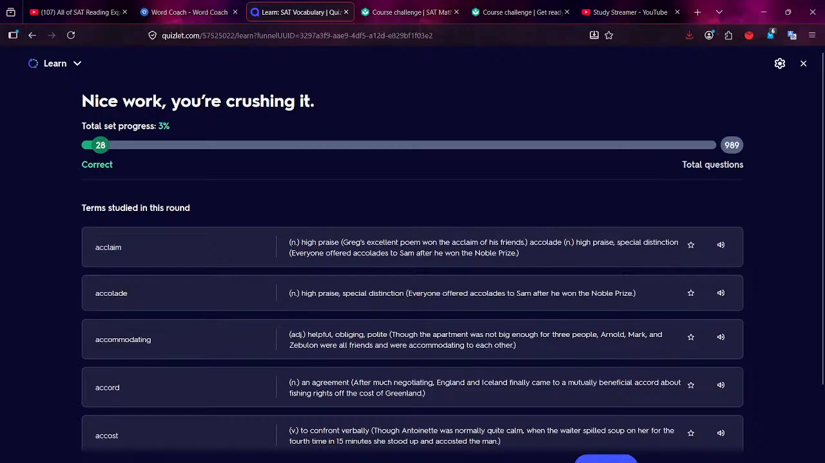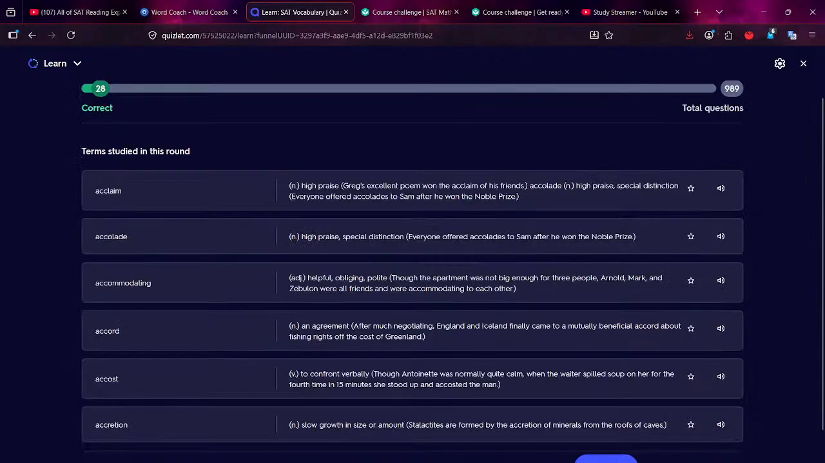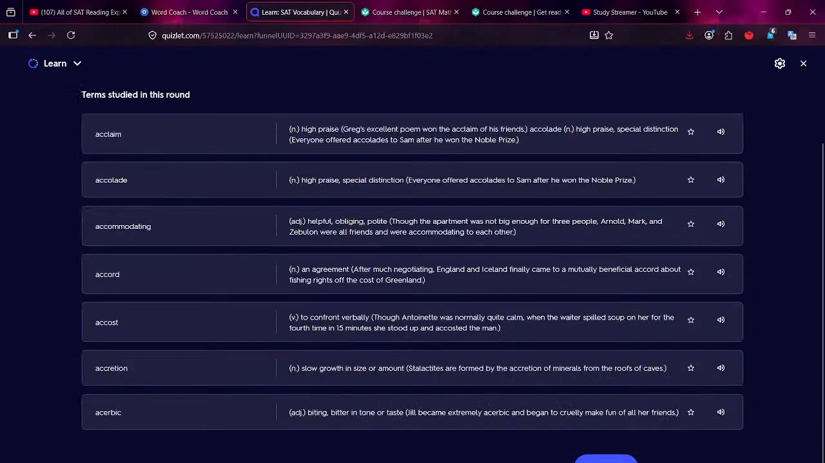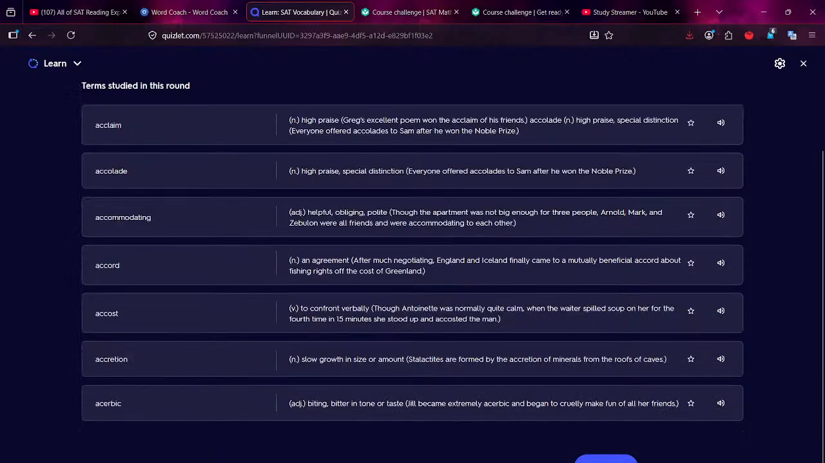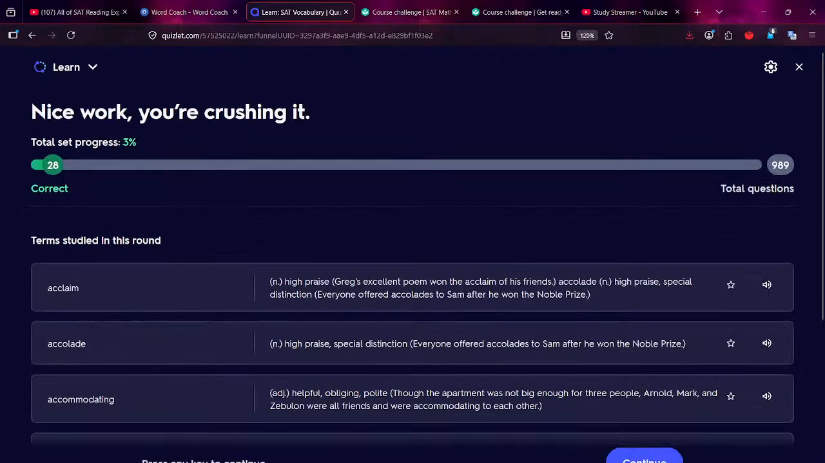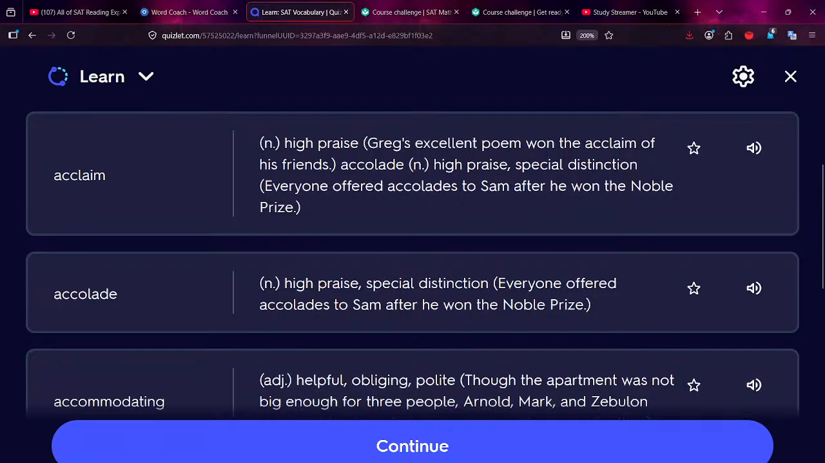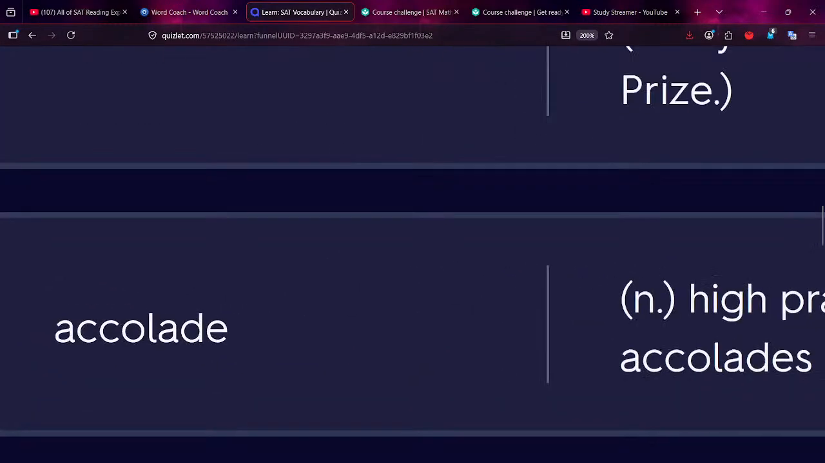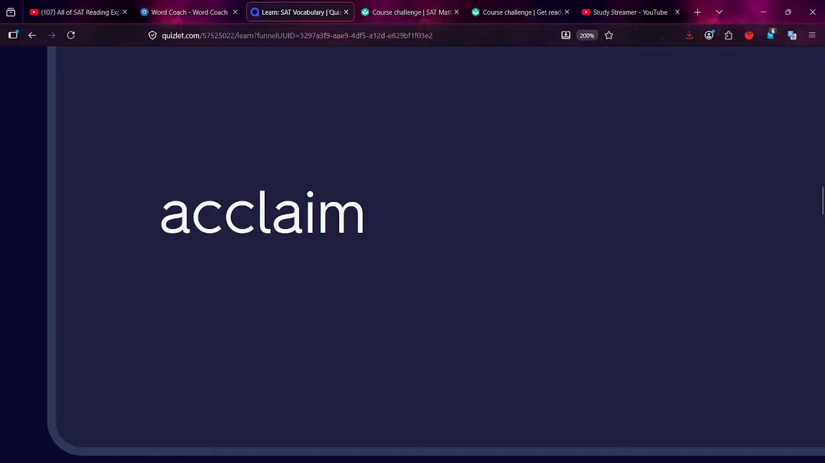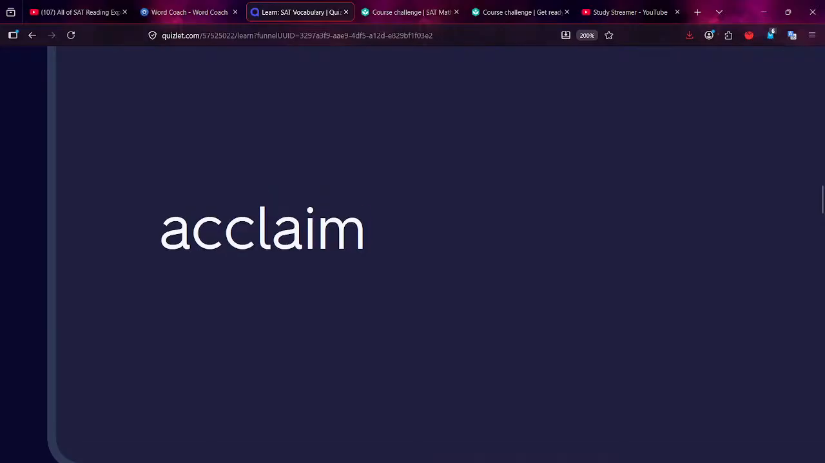for today's vocabulary. Acclaim means praise. Accolade means special distinction. Accommodating is helpful, polite. Accord is an agreement. Accost is to confront verbally. Accretion is slow growth. Acerbic is biting, bitter. So I'm actually gonna go in and try to say these words just by looking at them.